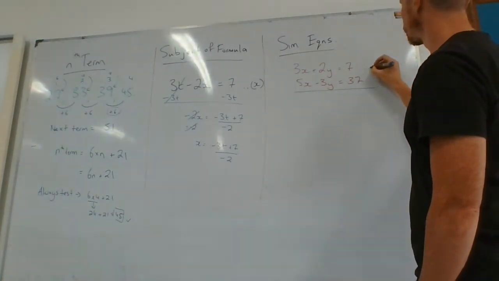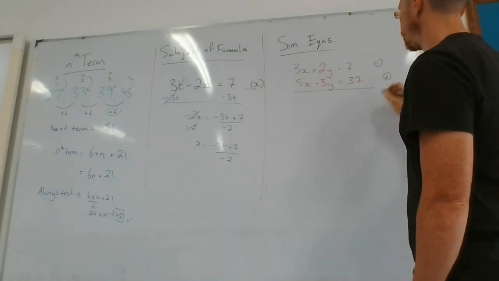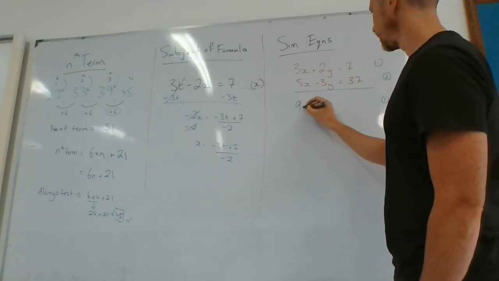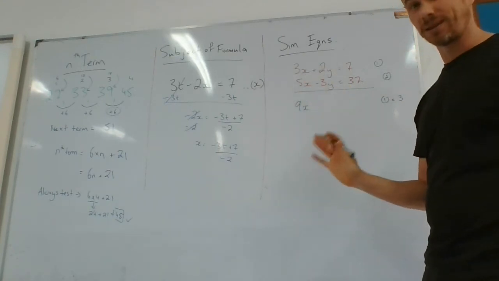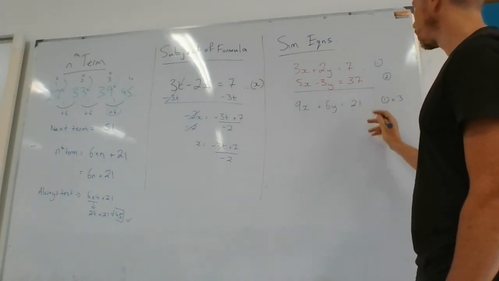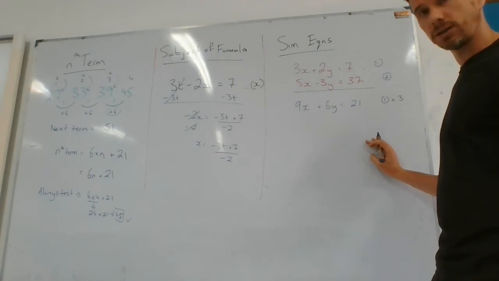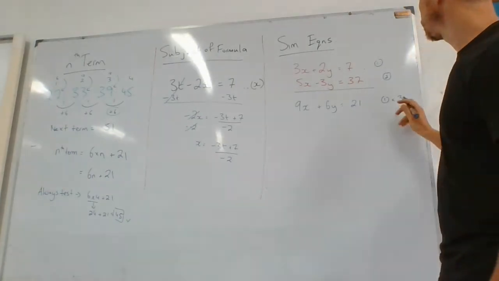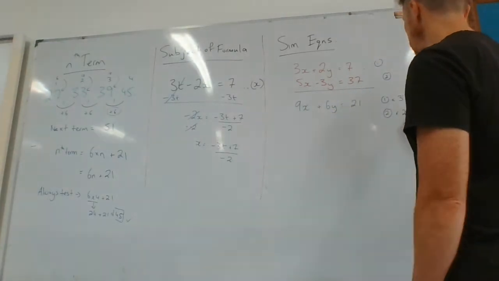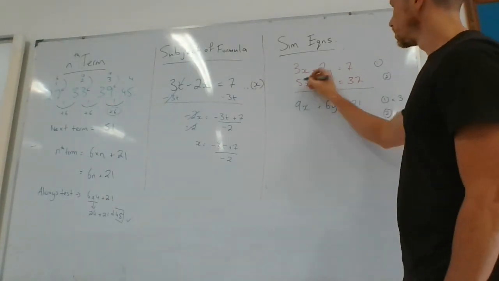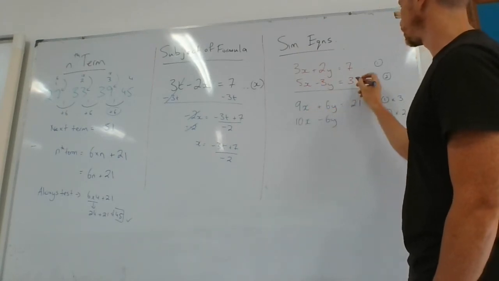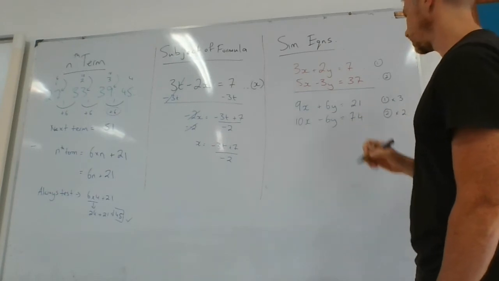This is the first one. This is the second. I'm going to multiply that first line by 3. 9x, multiply everything by 3, plus 6y equals 21. So all terms have been multiplied by 3. Now I'm going to do something similar to the second one, but I'm going to multiply it by 2. And you'll see why I picked 3 and 2 in a second. 2 times that is 10x, 2 times that is minus 6y, and 2 times that is large, but it's positive 74.